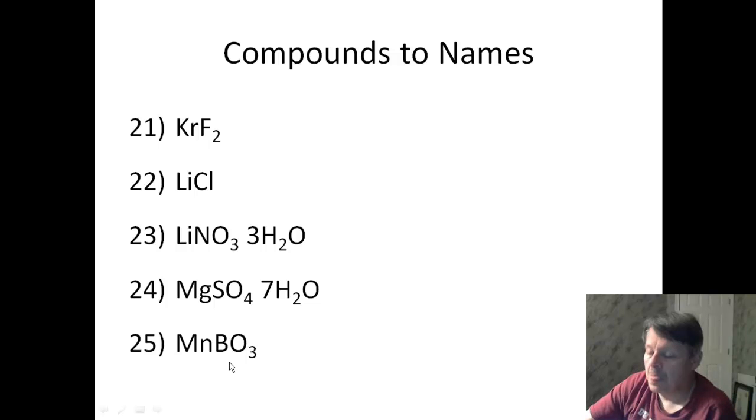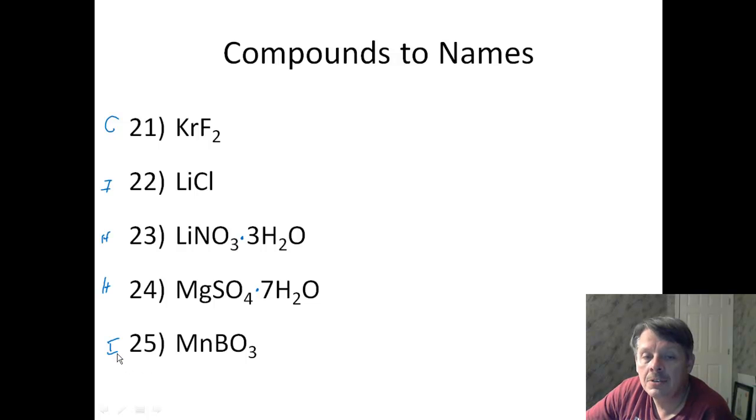Right. Number 21 is covalent. Number 22 is ionic. Number 23 and 24 are hydrates, which means we'll look at them ionically. And number 25 is also ionic because manganese is a metal.